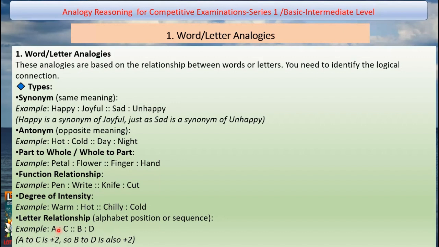Now here is letter relationship. A is to C, then if only B is given, there is one alphabet missing in between A and C. So if we skip one alphabet after B, that will be B, C, and next will be D. So it will be B is to D.